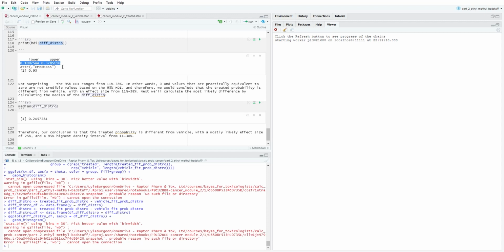So now we're going to calculate what this most likely difference is, and we're going to do so by using the median function on diff distro. So we again take diff distro, which, by the way, if you think about it, is going to be a vector. Vector minus vector equals vector. So we are feeding into median this vector of distro, and it comes back at about 25%.